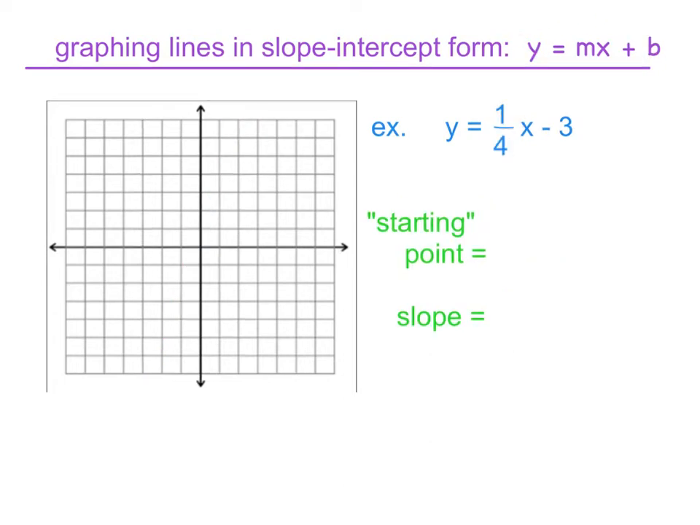Okay, so new problem. We have a new slope, we have a new y-intercept. It's still slope-intercept form, still y equals mx plus b form. Why don't you pause the video here for a second and see if you can graph this new line.